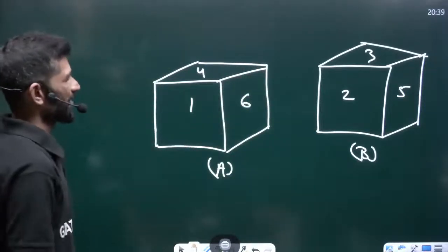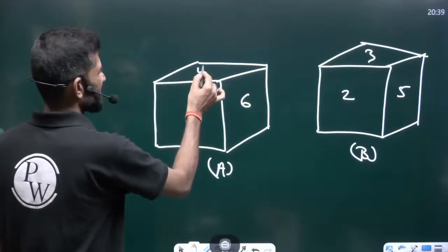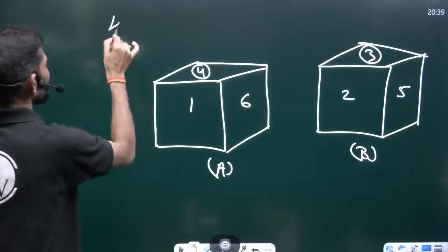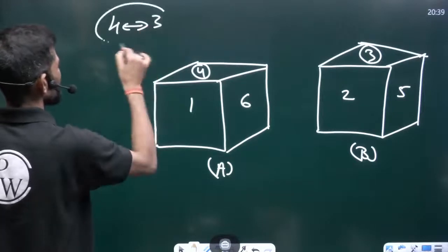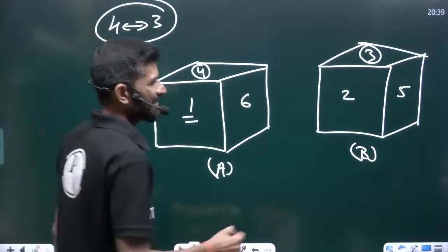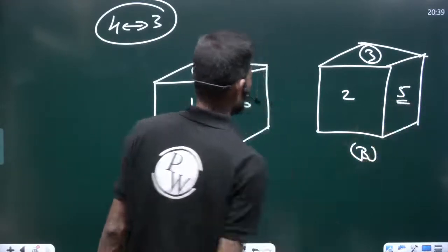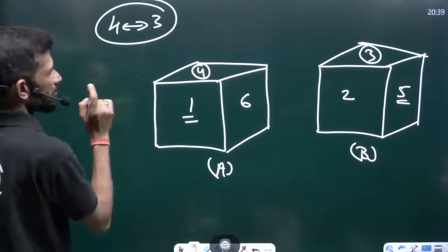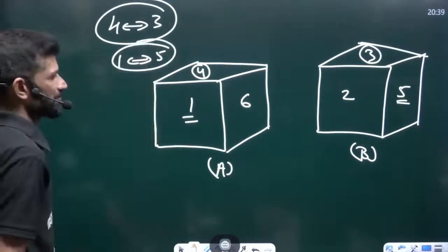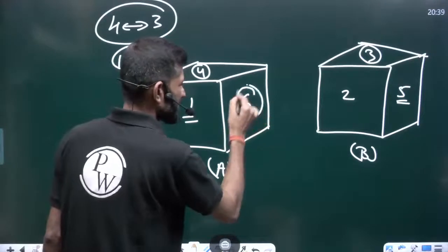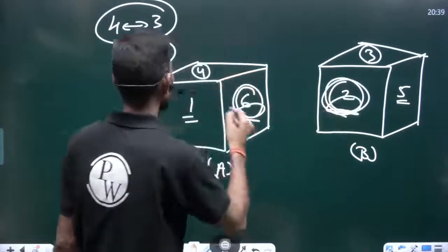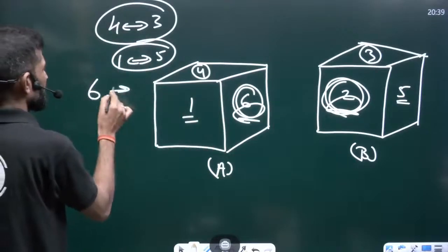Let us understand. Okay, do one thing. The top one 4 and the top one here 3. 4 and 3 will be exactly opposite to each other. The left one 1 and the right one here 5, 1 and 5 will be opposite to each other. The right one 6 and the left one 2 will be opposite of each other.